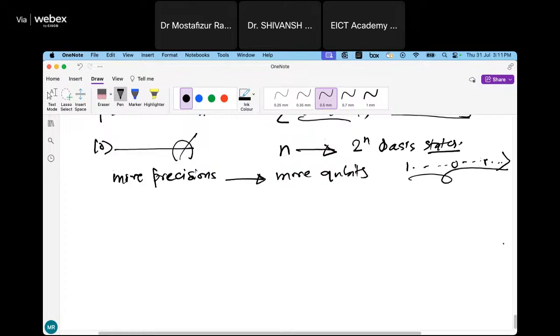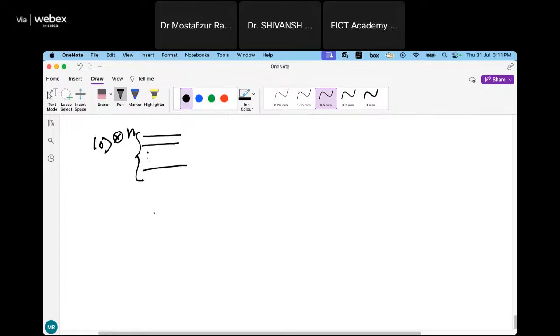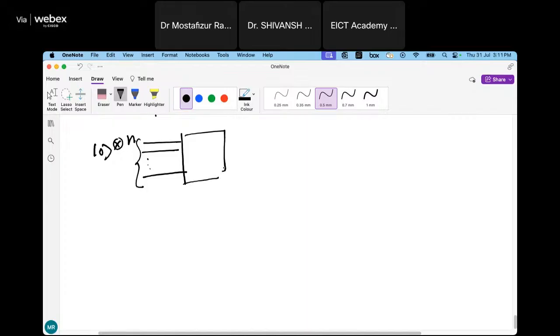So now design a circuit something like this. Suppose I take n qubits, 0 tensor product n, so 1, 2, dot, dot, dot, many, and this particular state is 0 tensor product n. Then I apply a series of Hadamard gates. Instead of writing individual Hadamards, I am putting a Hadamard tensor product n, meaning in each line you put one Hadamard.